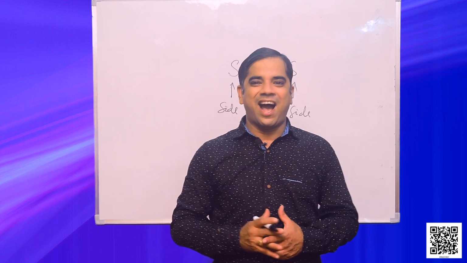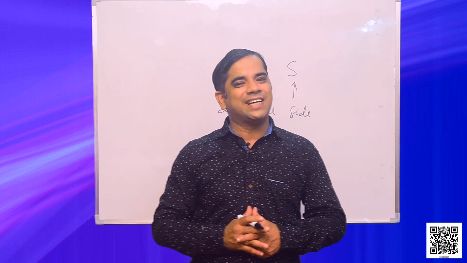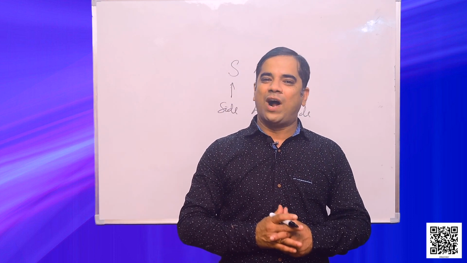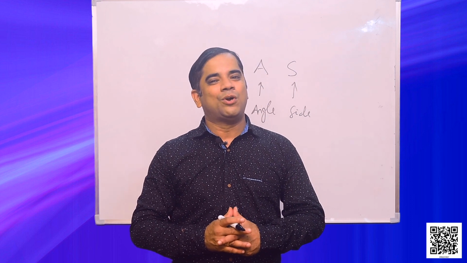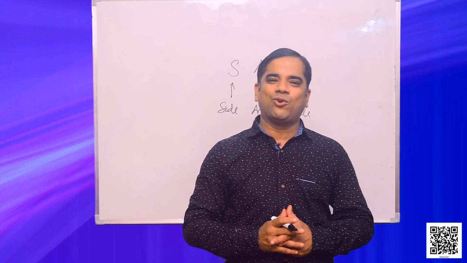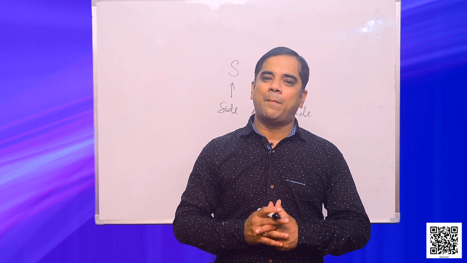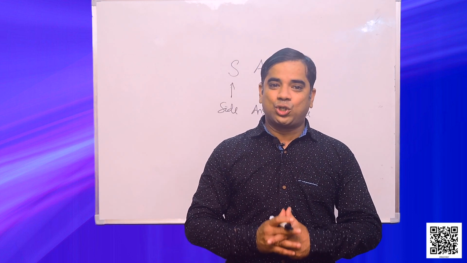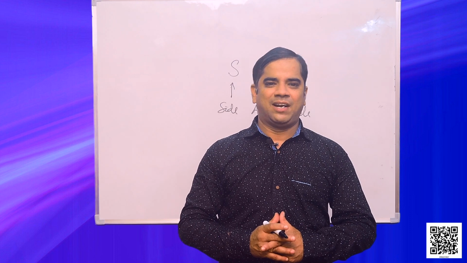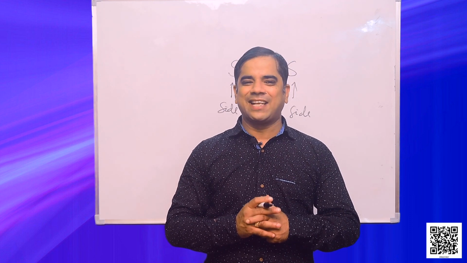Two triangles are congruent if two sides and the included angle of one triangle are equal to the two sides and the included angle of the other triangle. This result cannot be proved with the help of previously known results, and so it is accepted as true, as an axiom. Let us now take some examples.